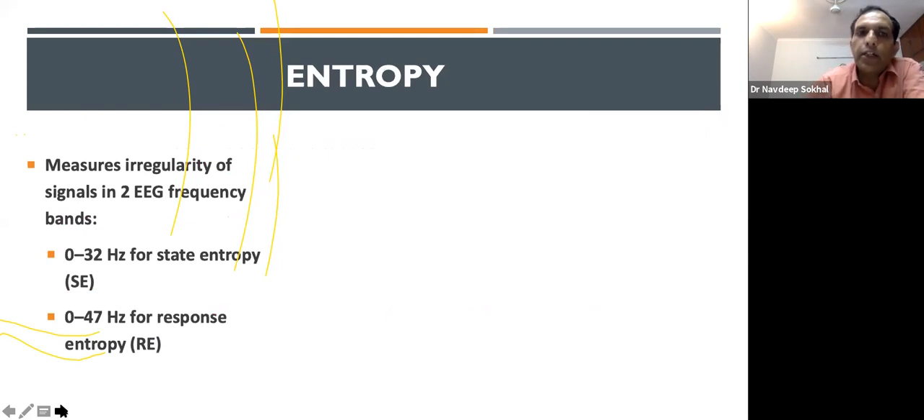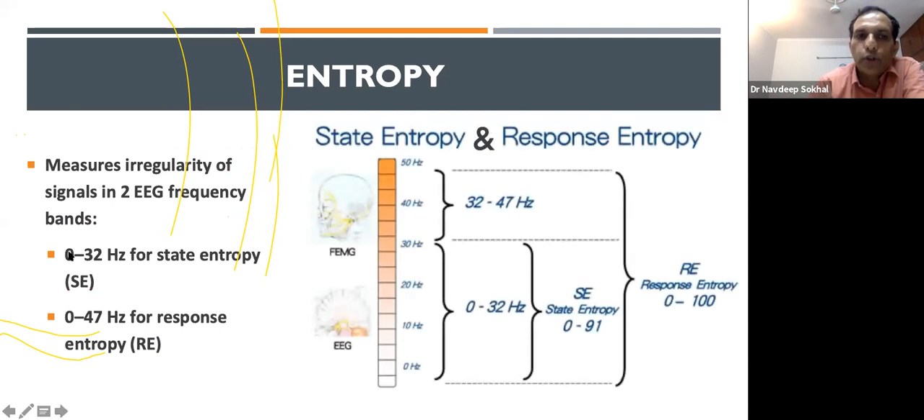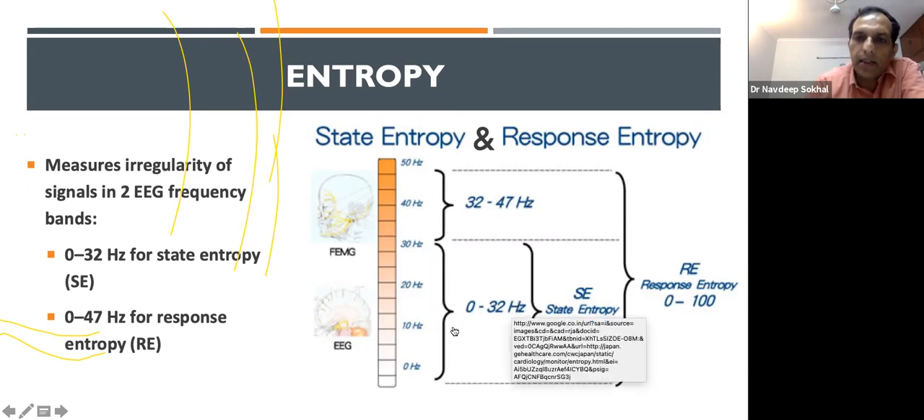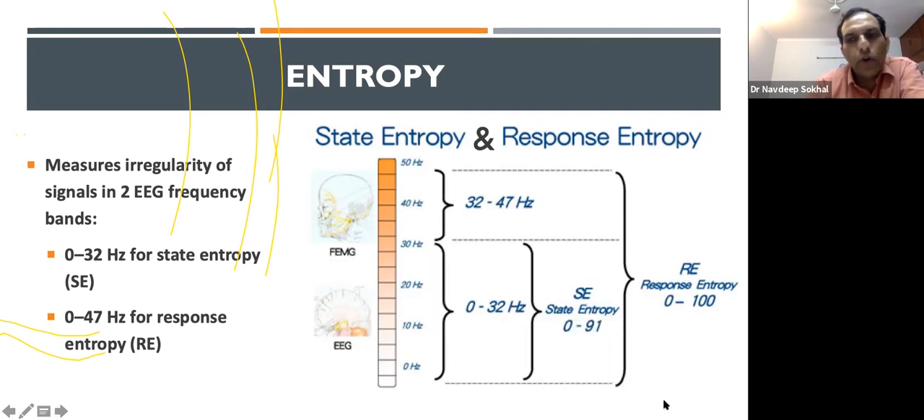It measures irregularity in the signal in two EEG frequency bands. As I told you earlier, these monitors can separate the EMG from the EEG using filters. There are two values you get from this monitor. One is called state entropy or SE, the other is called response entropy or RE. The SE takes account of only the low frequency waves, from 0 to 30 or 32. These waveforms are analyzed, and this value, state entropy, is given, and its range is 0 to 91.